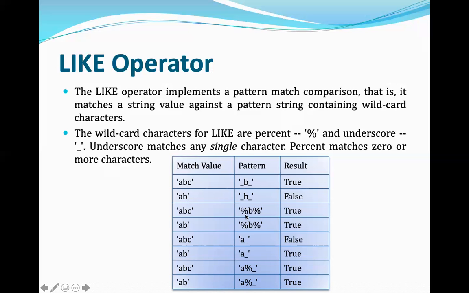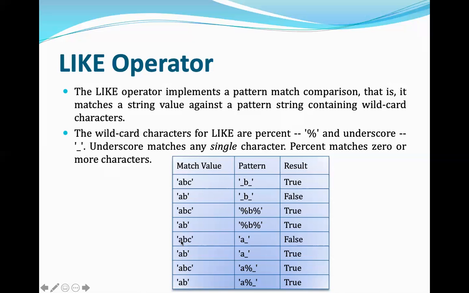Now, if I'm using percentage, percentage is talking about 0 or n number of characters. So if I'm writing percentage B percentage, it means that here it may be any number of characters from 0 to n, and here it may also be any number of characters from 0 to n. And if I compare it, it will be matched. So percentage is 0 to n number of characters, but underscore is 1 character only.